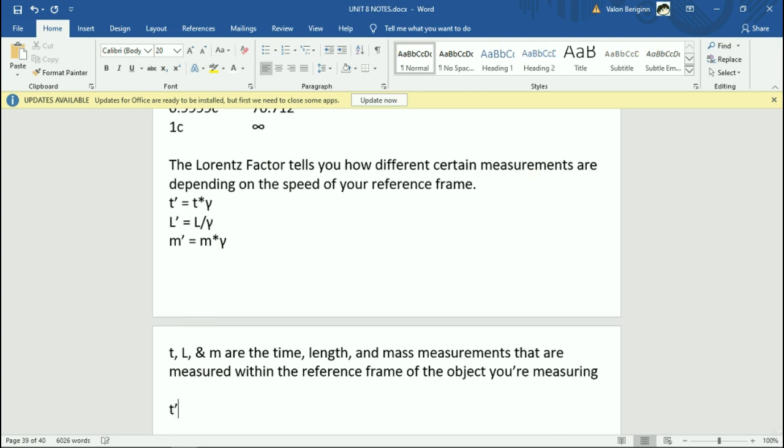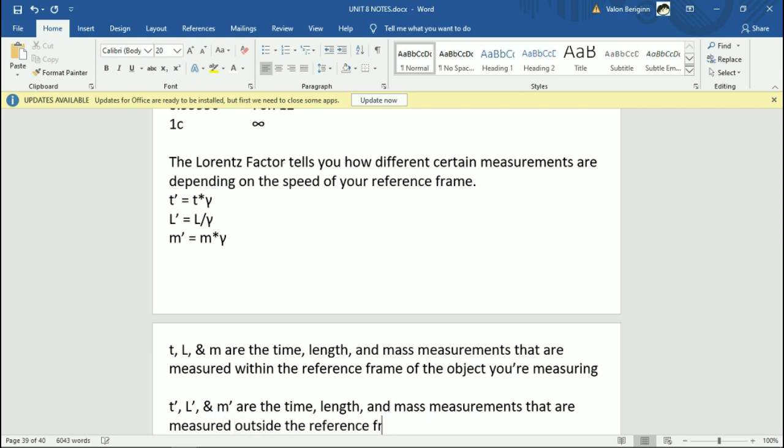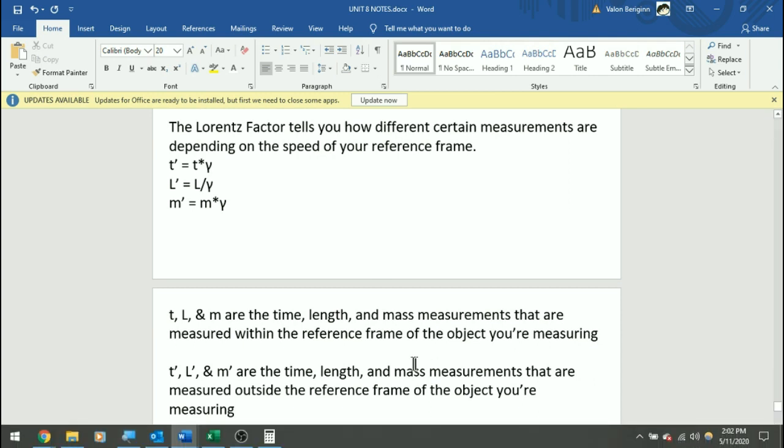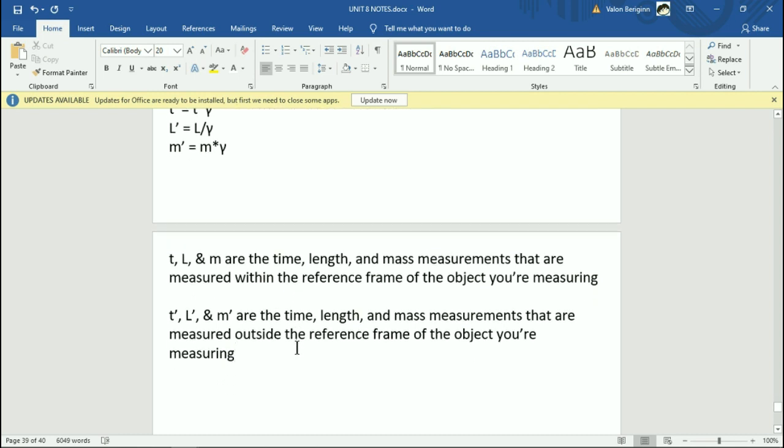Okay. T prime, L prime, and M prime, and this is nothing to do with calculus, by the way, in terms of primes. That's how it's worded. Are the time, length, and mass measurements that are measured outside the reference frame of the object. Here's what this all means, because this is a lot of just words and hard to put together. This is very weird, very hard to explain. So let me do my best here.